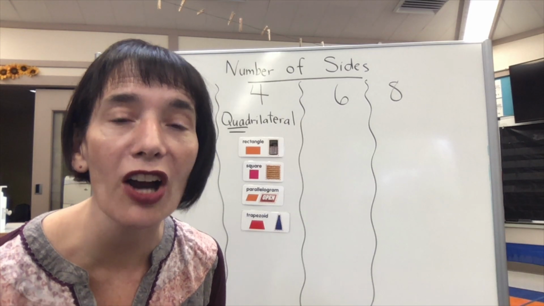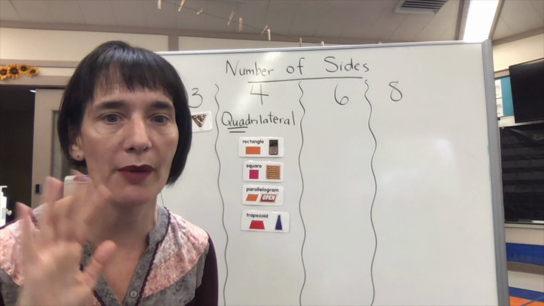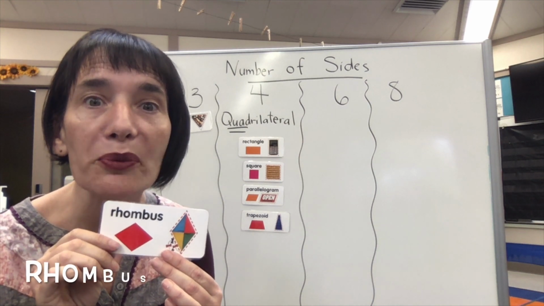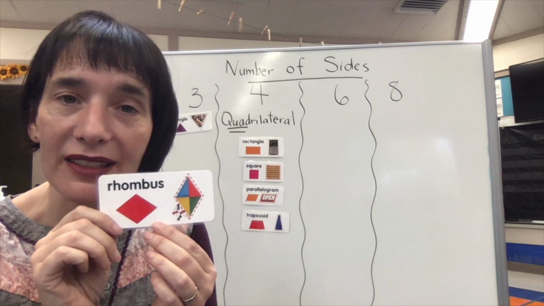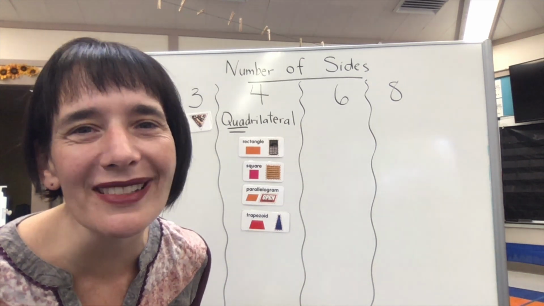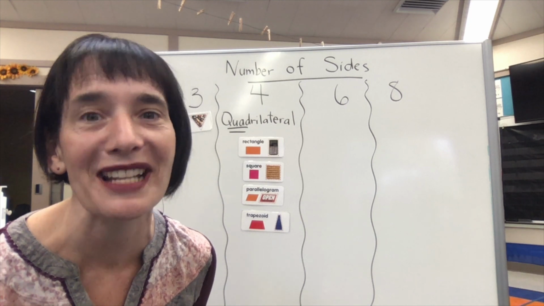Miss Cottle, aren't you done with quadrilaterals yet? Almost, I promise. So the last one I have is a rhombus. What? Miss Cottle, this looks like a diamond. Yep. A rhombus is basically a fancy math word for a diamond.